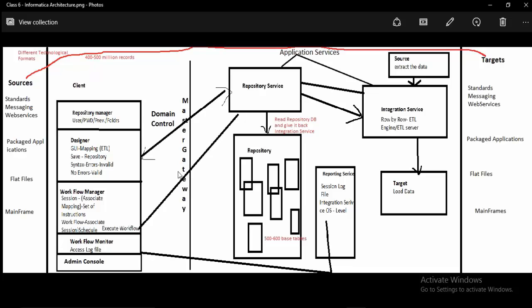So that means whenever this workflow monitor comes into picture, this reporting service helps the Informatica to see each and every transaction with the help of session log file. Okay, so you understand, Malika?